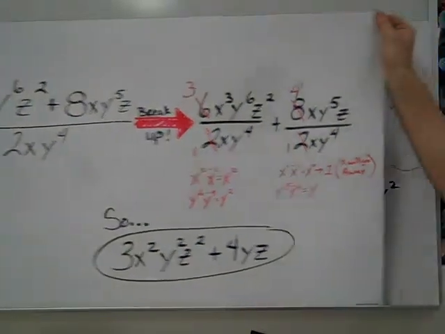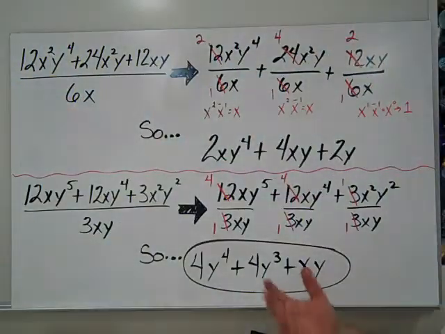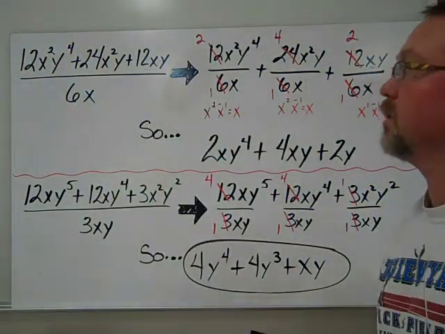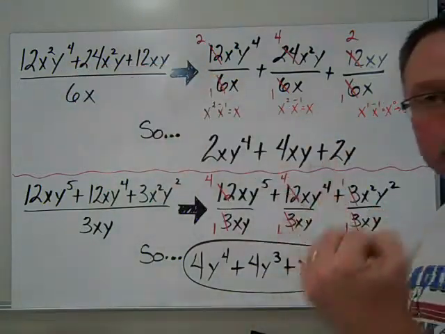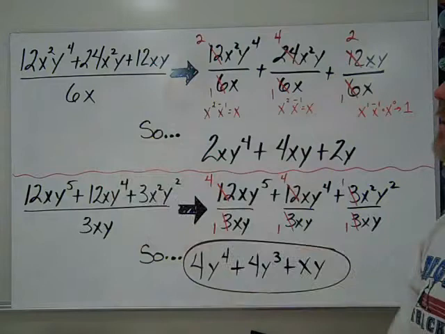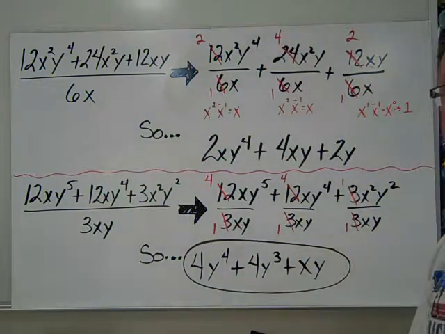So again, break it up, make it into smaller chunks. It's going to help you in the long run. So here's a couple other ones. So we've got this problem, a lot of terms. There's actually 3 terms in this one, divided by 6x. So we're going to break it up into 3 different problems.